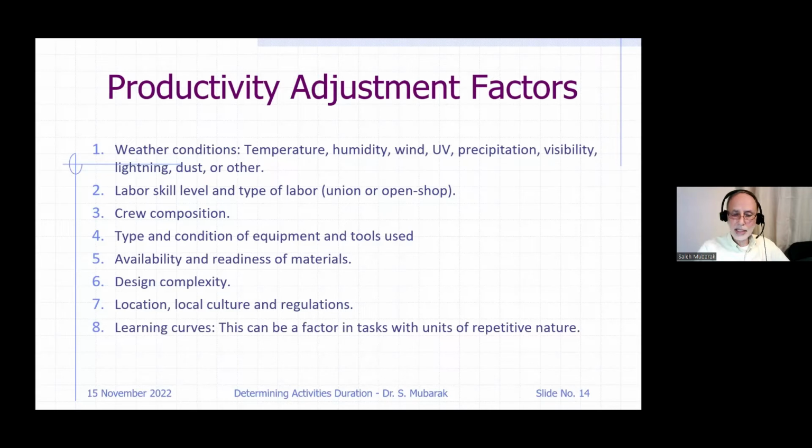Learning curves. I hear some voices, but I would appreciate it if we can hold on for any comment or question until the end of the presentation.